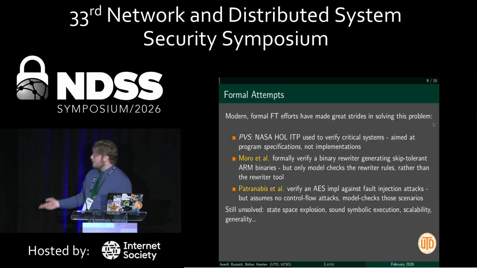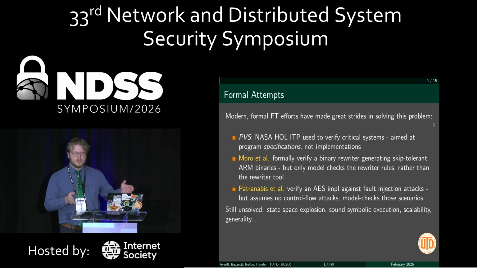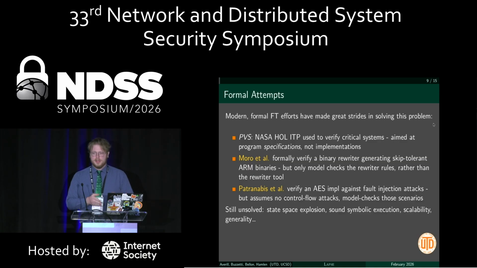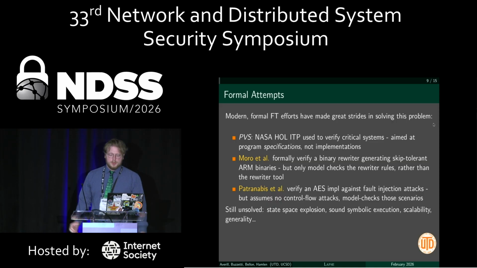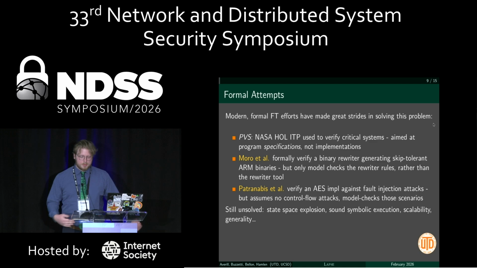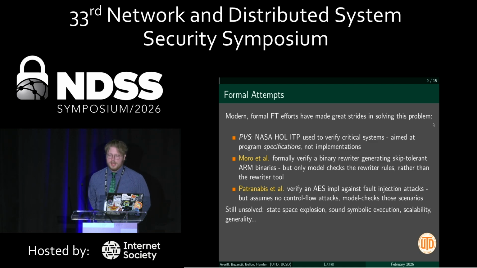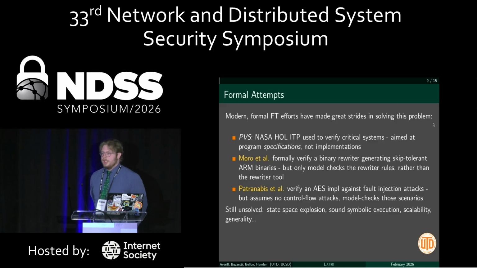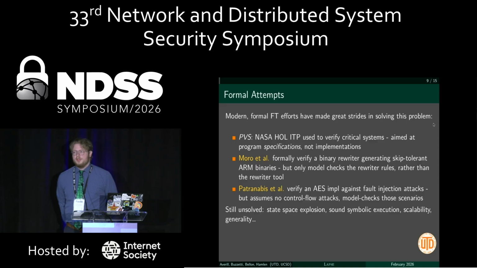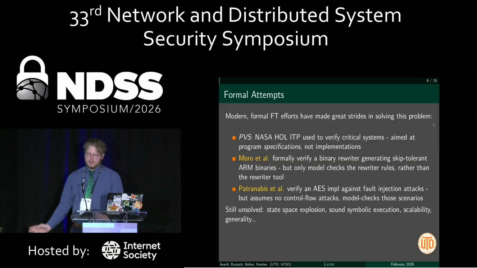And this AES implementation is formally verified, but the proof actually assumes that there are no control flow attacks, and then just model checks those scenarios in which a control flow attack occurs. So all of these attempts have pretty significant drawbacks, and they don't even handle the problem of state space explosion, or how do you do symbolic execution soundly so that you traverse every path, and how do you scale this? How do you make it general to other ISAs?